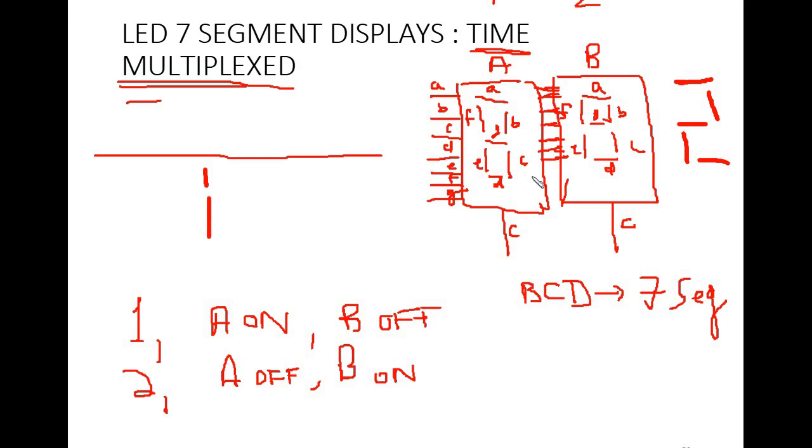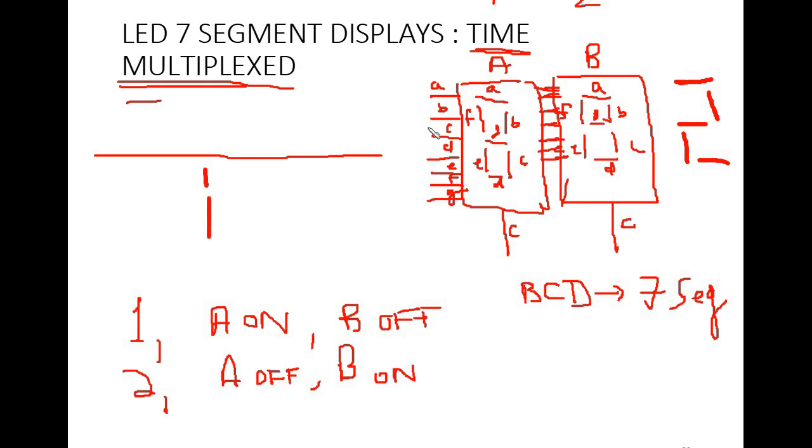So after 20 milliseconds, what do we do? We send the code for 2 on this and now turn display A off and display B on. So this pattern of 2 is displayed over here. So if we repeat this process, pattern of 1 is displayed over here and pattern of 2 is displayed over here. So according to persistence of vision, we see that 12 pattern being displayed. So this is basically the thing.